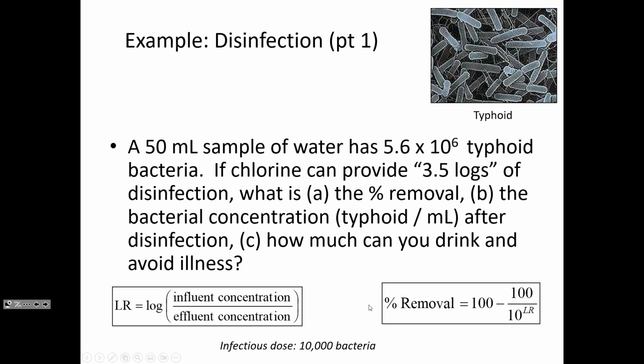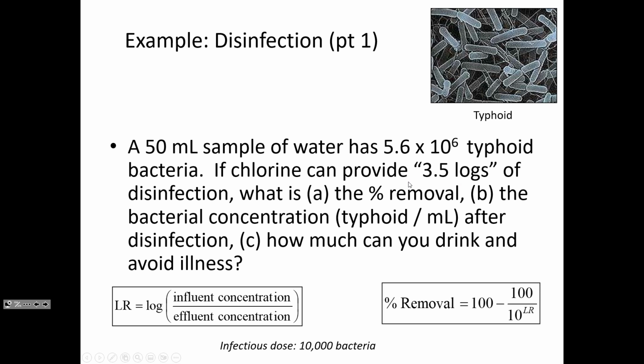So let's say that we've got a 50 milliliter sample of water, and in that 50 milliliters, we can estimate there's 5.6 times 10 to the 6th typhoid. So that's clearly more than 10,000. So if we drank that 50 mils of water, then that's going to cause an infection. So instead of doing that, which would be a mistake, we're going to try and use chlorine. And let's say that a certain concentration of chlorine is going to provide 3.5 logs of disinfection.